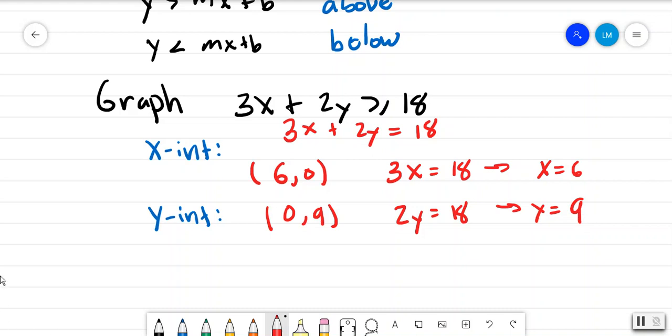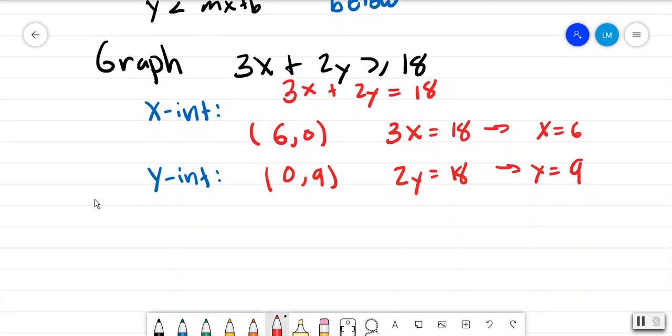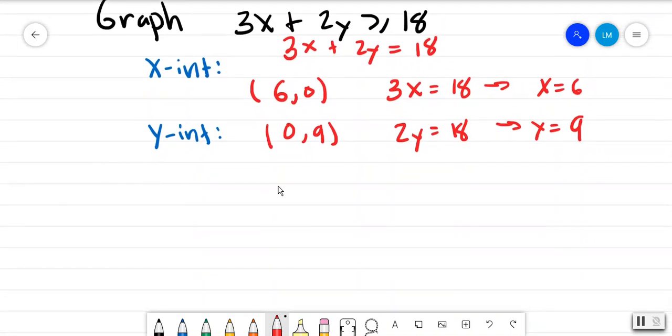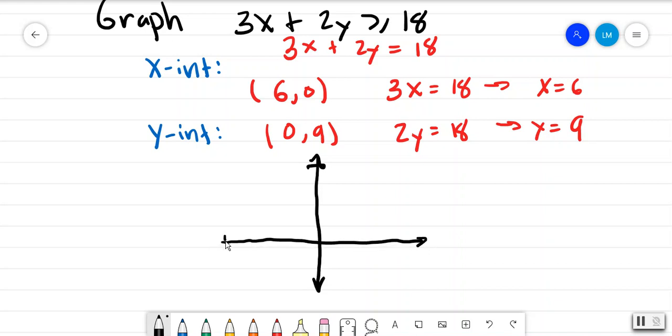Now, if you want to graph this inequality, you can. The way that you can do this is by graphing the two boundary points. The first one is 6, 0, so you have 6, and then you have 9. All that we need to do here is connect these points, and then the next step would be to pick the test point.